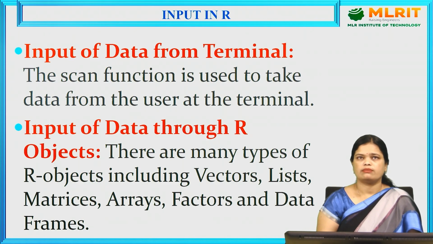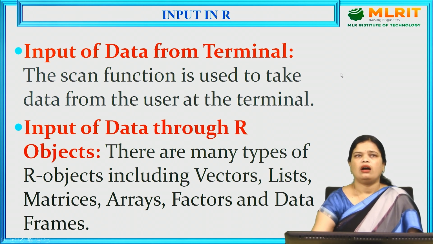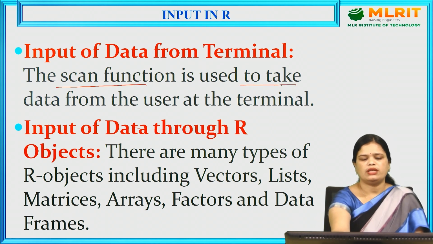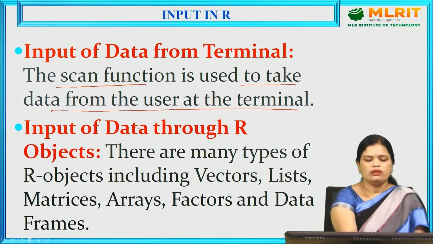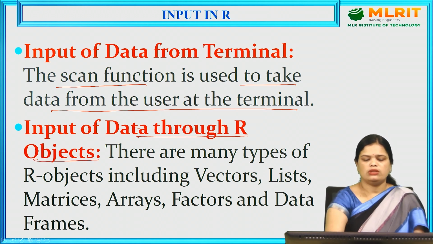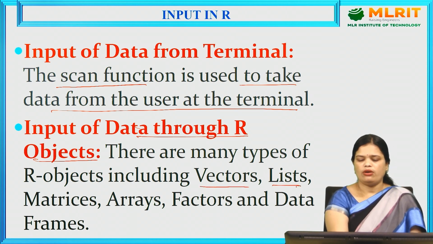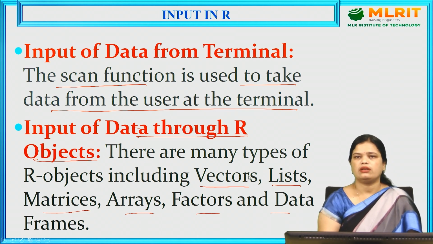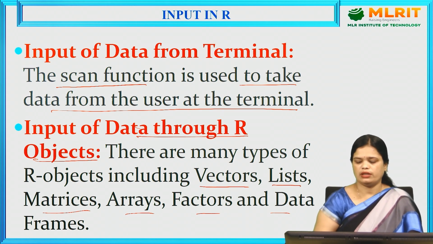The vector from 1 to 6 will be converted into the matrix. And we have the input output functions. You will have a scan function, used to take data from the user at a terminal. There are lots of R objects from which you can take data: a vector or list, matrices, arrays, factors, and data frames. So when you want to take it from a terminal, you have the scan function. And when you want to take the data through an R object, these are the options you have: vector, list, matrices, arrays, factors, data frame.